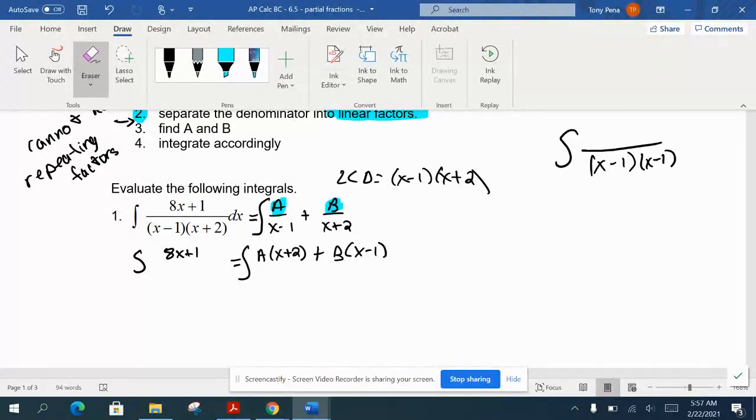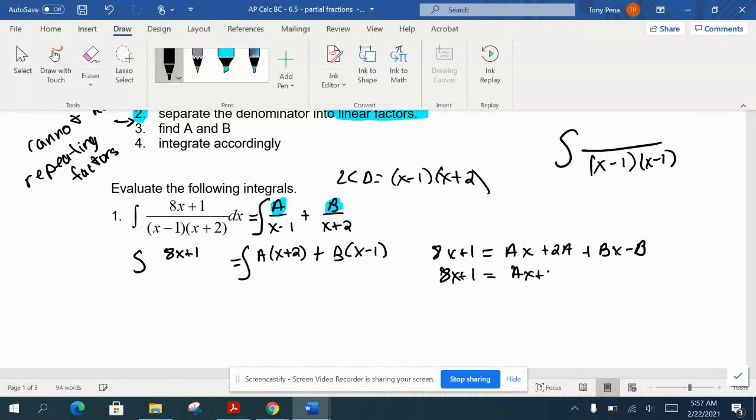Okay. Now we can go ahead and start to set up the system. So what we're going to have is the 8x plus 1 must be equal to, we're going to distribute here, ax plus 2a plus bx minus b. Let's group these, or write the like terms in consecutive order. So put the ax plus the bx, and then the 2a minus the b.